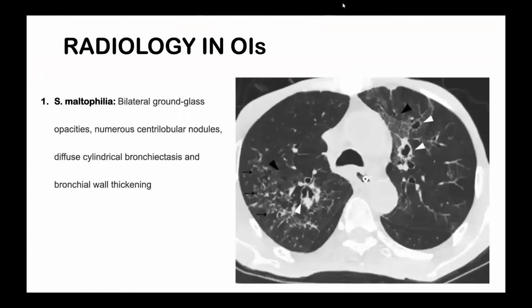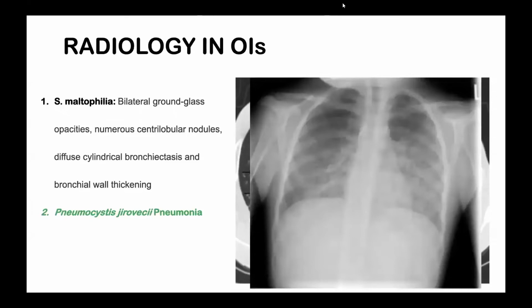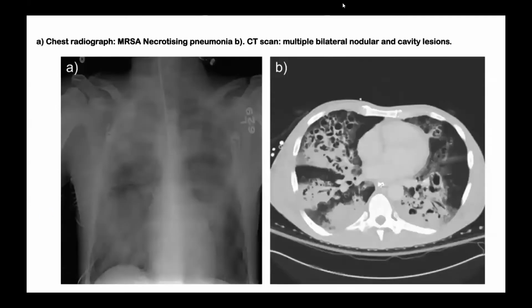These are more pictures of radio imaging of the chest in different opportunistic infections. This is Staphylococcus multifiliae, bilateral ground glass opacities, numerous centrilobular nodules, diffuse cylindrical bronchitis. You can see this is already here pointing the black and white arrows. Pneumocystis jirovecii is another opportunistic infection that can be a cause of pneumonia in neutropenic children. So you can see bilateral butterfly-like appearance of infiltrate with hypoxia. MRSA or Staph aureus can cause devastating lung infiltrates with a CT scan showing multiple bilateral nodular cavity lesions.